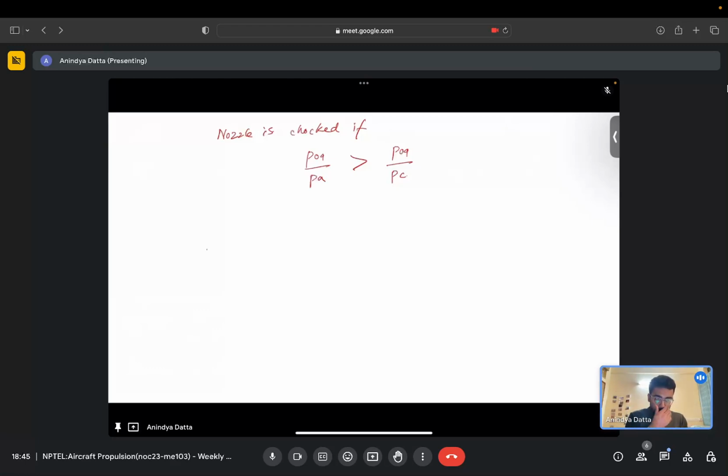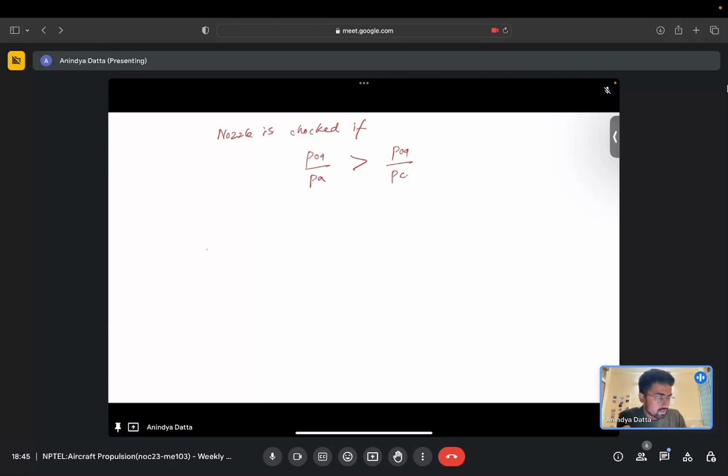Okay, so what this means is that as you go across the length of the nozzle, the pressure is decreasing. But if it reaches PC, then the nozzle pressure ratio cannot decrease further. So at the nozzle exit, this will be greater than P critical, or you can say that PC has to be greater than PA. You can also do it like that, but generally we check in terms of the nozzle pressure ratios.